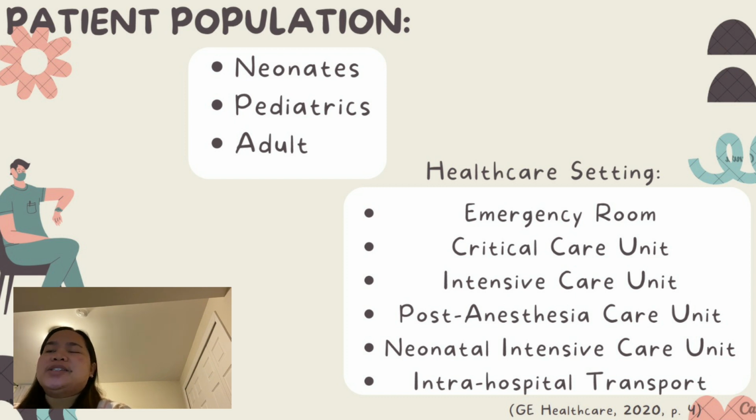Next, we have the healthcare setting. These are the units or the special areas where the patient monitoring system from GE Healthcare is commonly used. We have the emergency room, critical care unit, intensive care unit, post-anesthesia care unit, neonatal intensive care unit, and also intra-hospital transport.